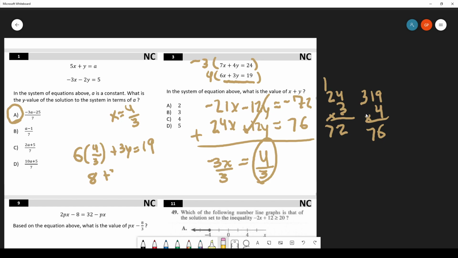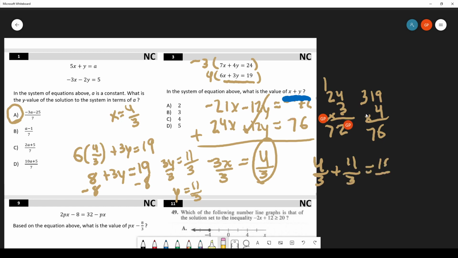So I'm going to move the 8 over. And I'm going to get that 3y is equal to 11. And divide by 3 on both sides to get that y is equal to 11 over 3. Now that I know my x and my y, I can add them together because that's what the equation is asking for right here. Okay, so I'm going to do that on the side. So we have 4 over 3 plus 11 over 3, which gives us 15 over 3, which is equivalent to 5, which is answer choice D. Okay, let's move on.